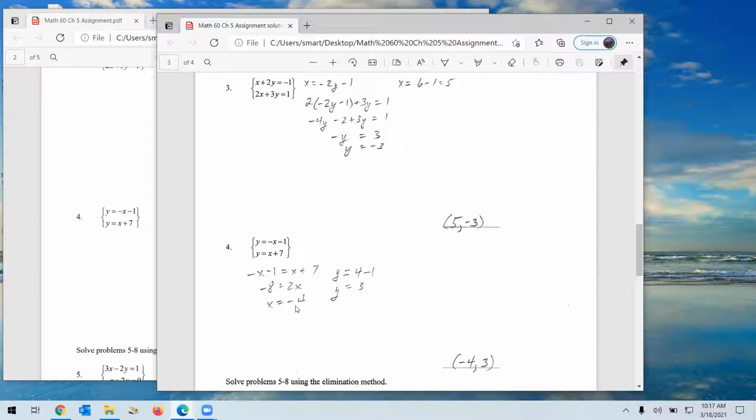Plug it into either one. Looks like I used the first one, right? Negative, opposite of a negative. Negative of a negative was +4 minus the other one, and I get a 3. So -4, 3 for that ordered pair solution. And that was kind of a little of everything right there in terms of substitution problems, right?